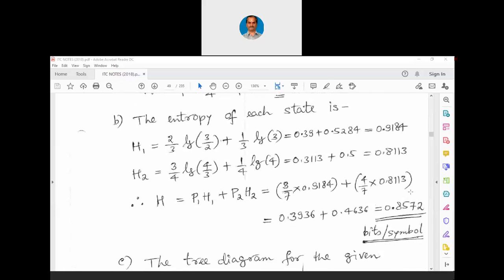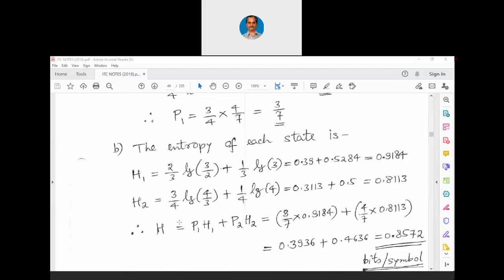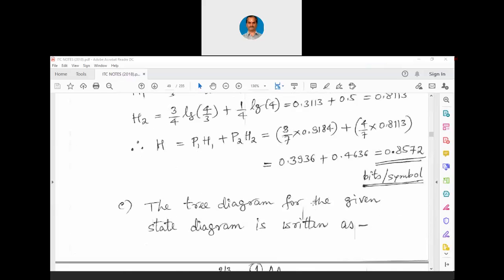So H is P1 H1 plus P2 H2. This is the entropy of each state, H1 and H2. Now, the total entropy of the source is H equals summation of Pi into Hi, that is P1 H1 plus P2 H2. We get the value 0.8572 bits per symbol. Now, this is the entropy of the source.